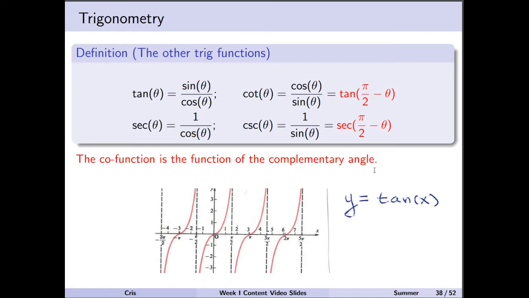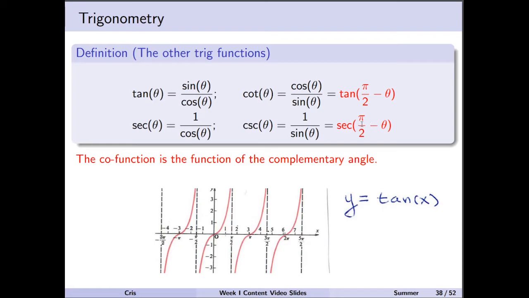There are other trig functions. There are 4 other trig functions: tangent, cotangent, secant, and cosecant. The cotangent is called the cotangent because it's equal to the tangent of the complementary angle. Remember that angles are called complementary when they add up to a right angle. And in radian measure, a right angle is pi over 2. So the cofunction is the function of the complementary angle. The cotangent is the tangent of the complementary angle. The cosecant is the secant of the complementary angle.